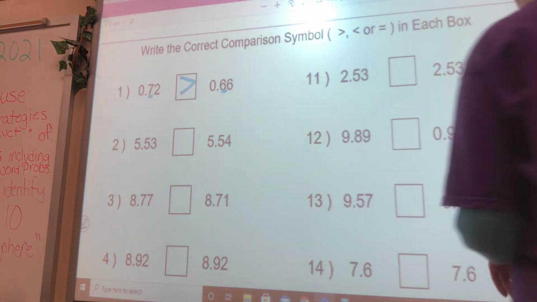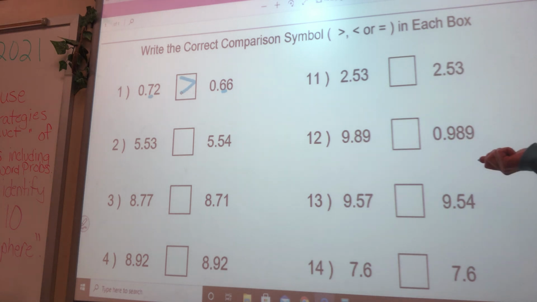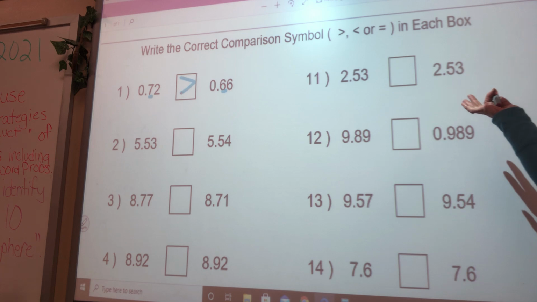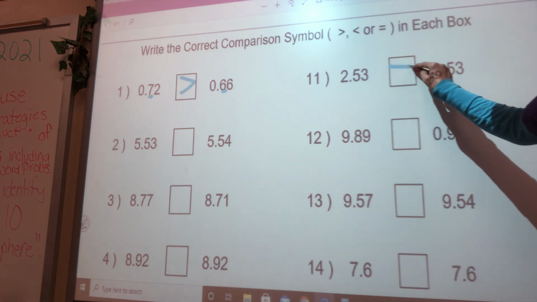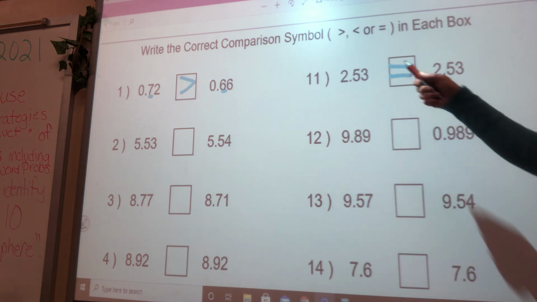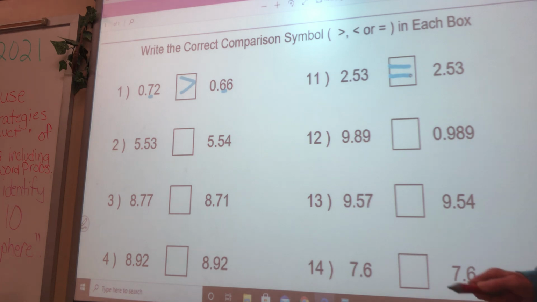All right, on this one, we see we have the same whole number, don't we? So then we go to the tenths and it's the same too. So then we look at the hundredths, and it's all the same. So this one is going to be equal: 2 and 53 hundredths is equal to 2 and 53 hundredths.